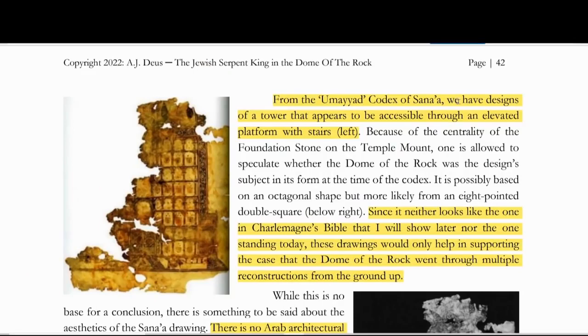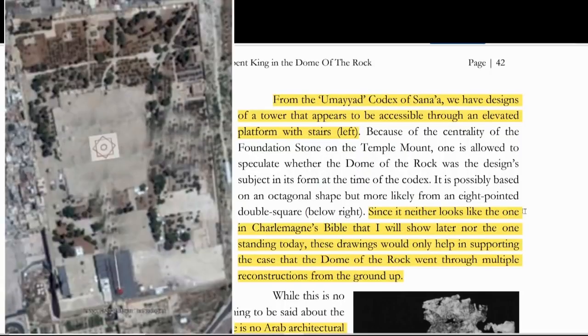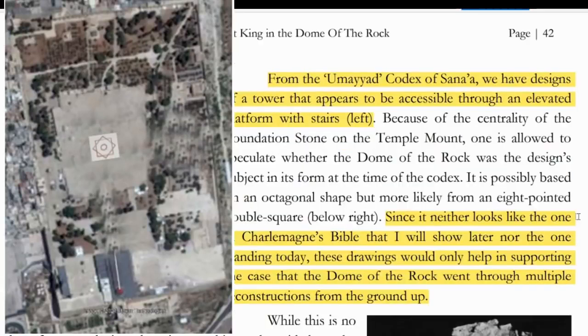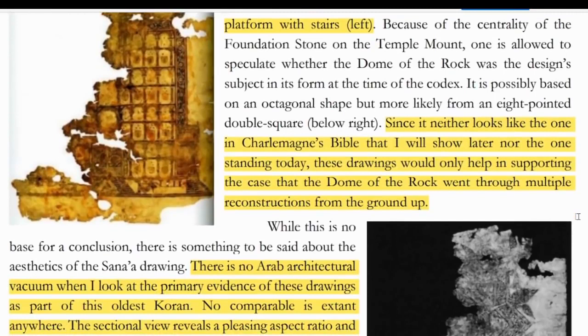So he says, We have designs of a tower that appears to be accessible through an elevated platform with stairs. Because of the centrality of the foundation stone on the Temple Mount, one is allowed to speculate whether the Dome of the Rock was the design's subject in its form at the time of the codex. It is possibly based on an octagonal shape, but more likely from an 8-pointed double square below right, since it neither looks like the one in Charlemagne's Bible that it will show later, nor the one standing today. These drawings would only help in supporting the case that the Dome of the Rock went through multiple reconstructions from the ground up. And I think you can probably guess what the implications of that would be.